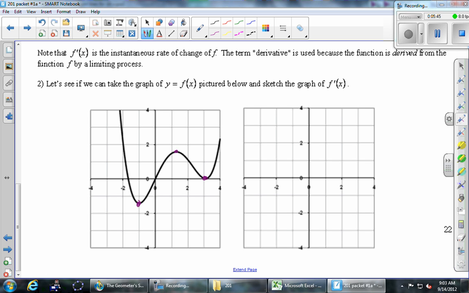And so what I want to do is draw tangent lines. I'm just going to draw little tiny tangent lines. But these are special tangent lines at the turning points. What's special about those tangent lines? They're all horizontal. So these 3 things here have horizontal tangent lines. And what's the slope of all these horizontal lines? 0.